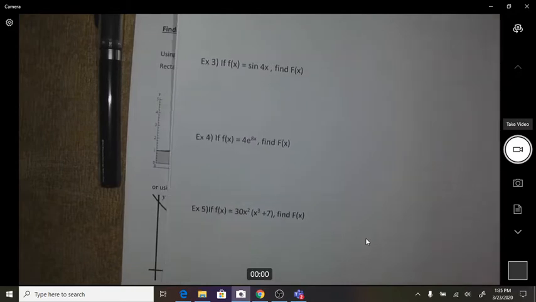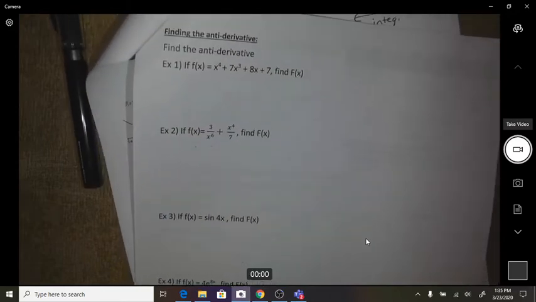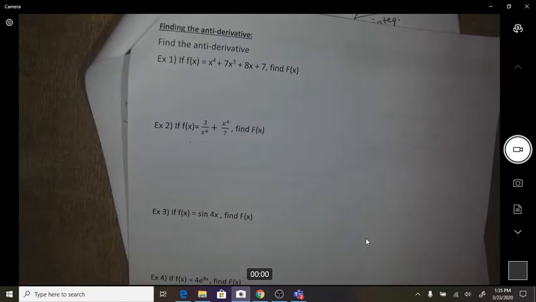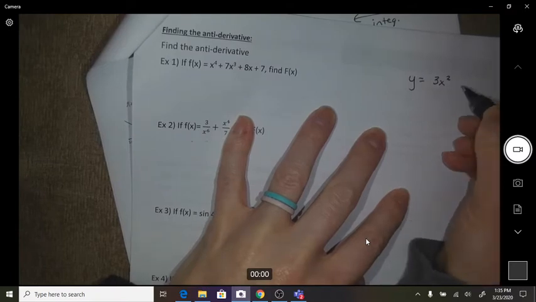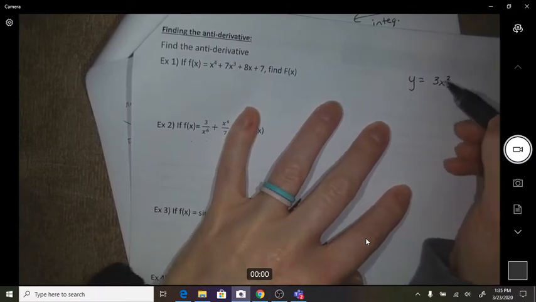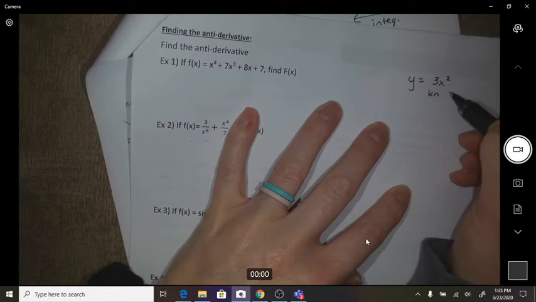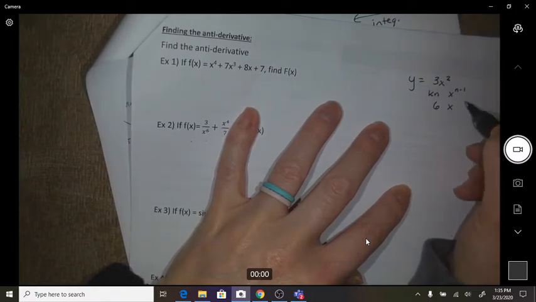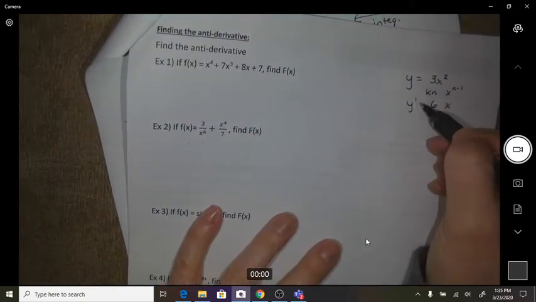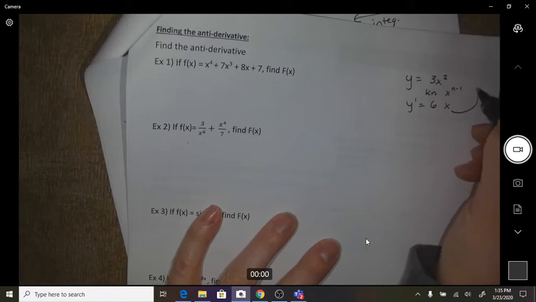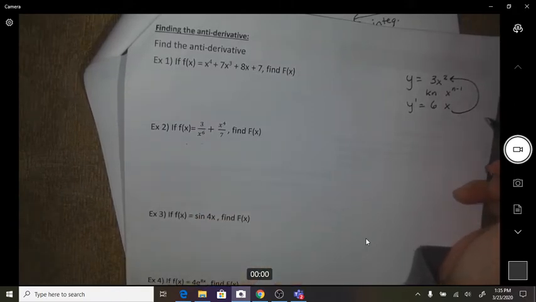Okay, we're going to learn how to do an antiderivative. Think about when we had something like this, how did we find the derivative? We did k times n, and then here we went n minus 1. So we had a 6 and an x. How can I go from here back to the original? That's what we're trying to do today with the antiderivative.